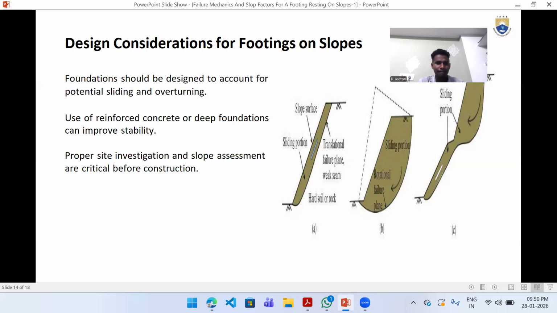In design considerations for footings on slopes, reinforced concrete or deep foundations can improve stability. Proper site visits and assessment are needed before any buildings are planned.